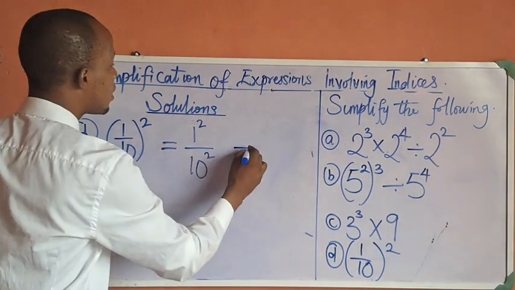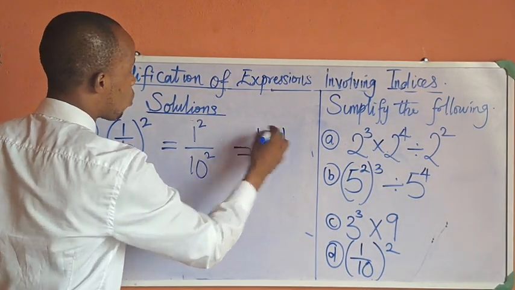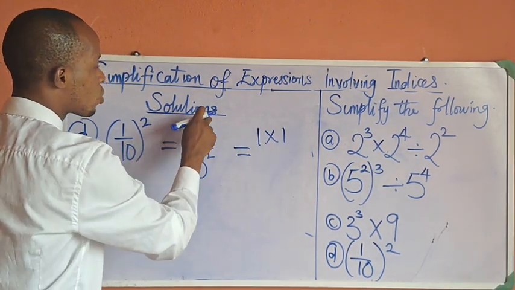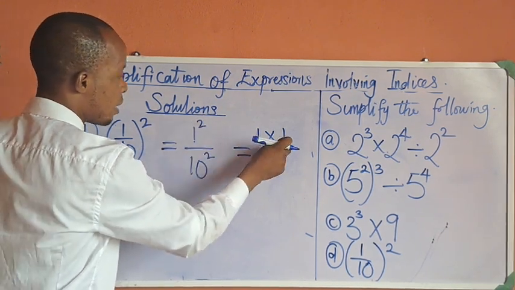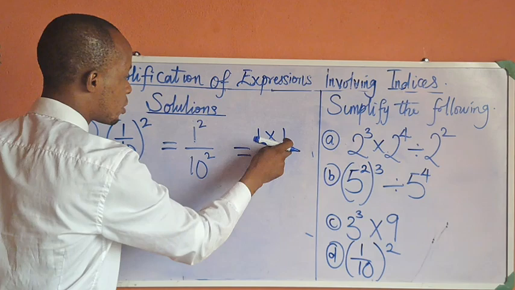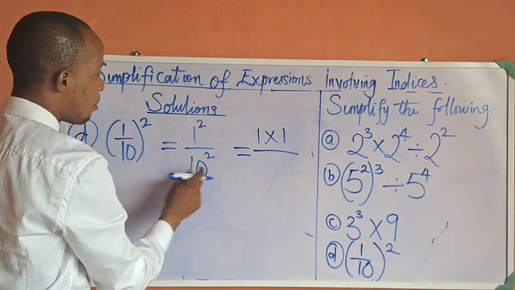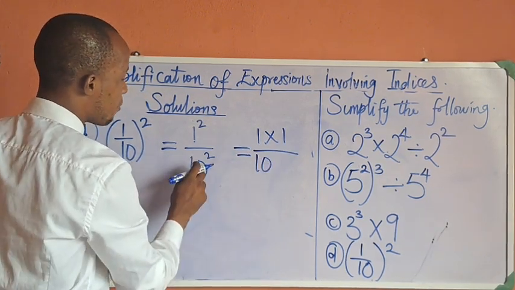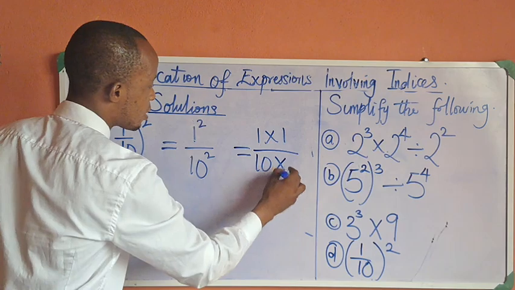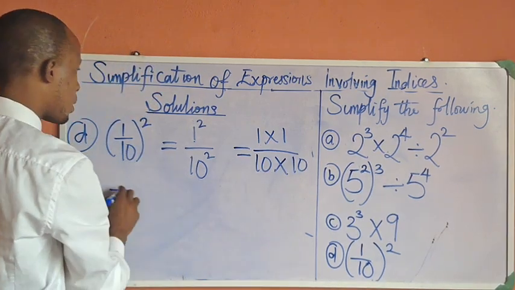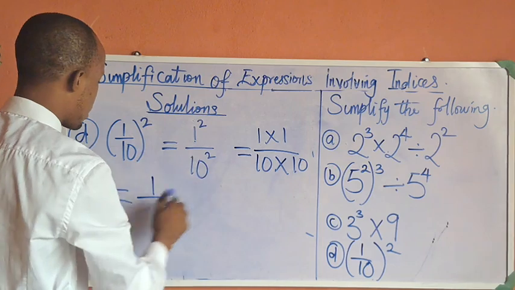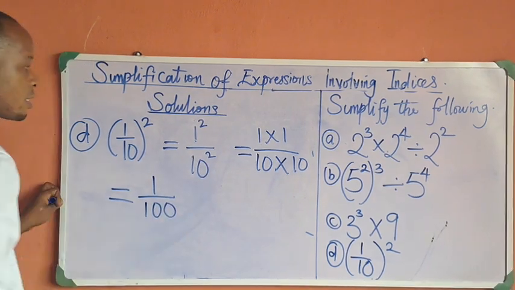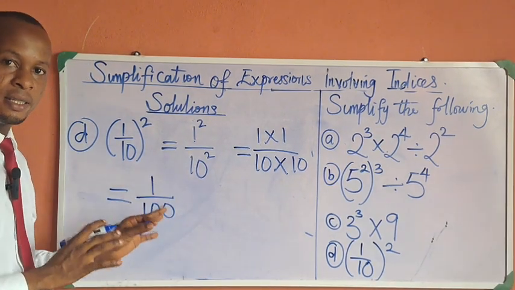And that will simply give us 1 multiplied by 1, because 1 raised to power 2 means 1 multiplied by itself 2 times. And also 10 multiplied by itself 2 times, so that is 10 times 10. And by this, 1 times 1 is 1, and 10 times 10 is simply 100. This is as simple as it is.